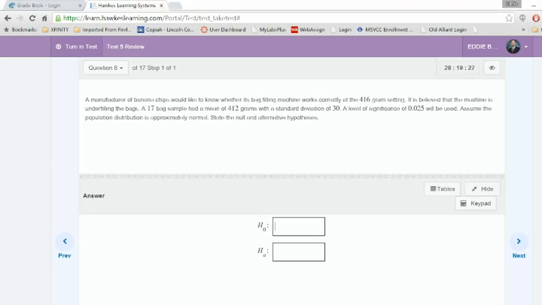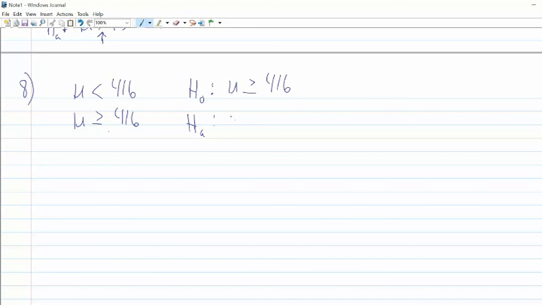All right, so this one's pretty easy, right? Write down what's given. Mu is less than 416. Write down the opposite of that. That will be greater than or equal to 416. The null hypothesis will be the one with equality, so mu is greater than or equal to 416. And the other one, that'll be the alternate hypothesis, mu is less than 416. All right, that's your two answers.